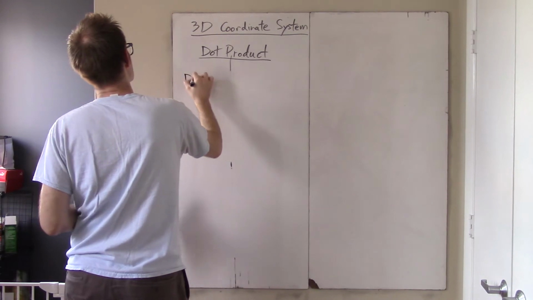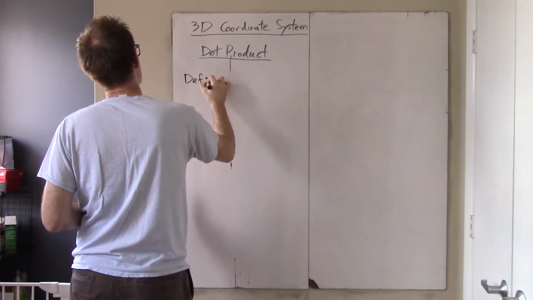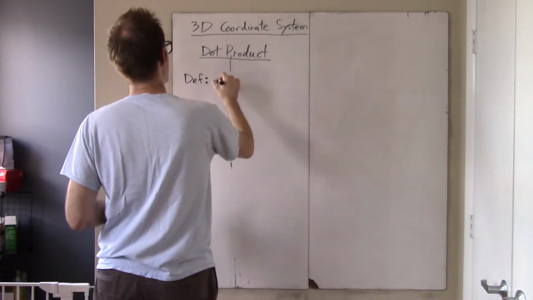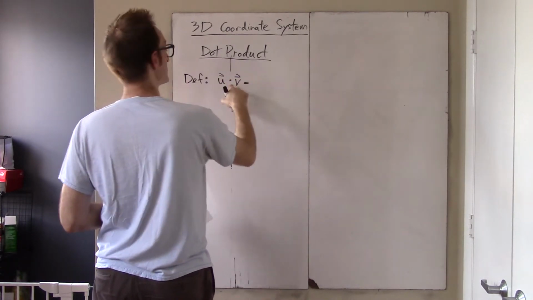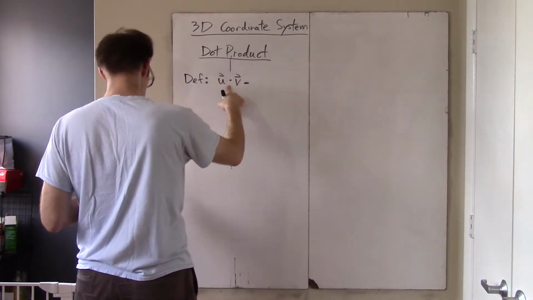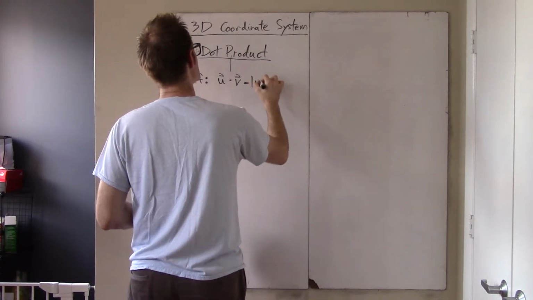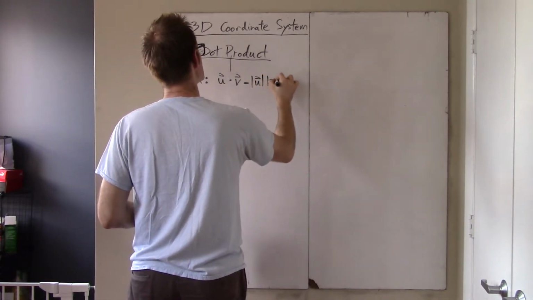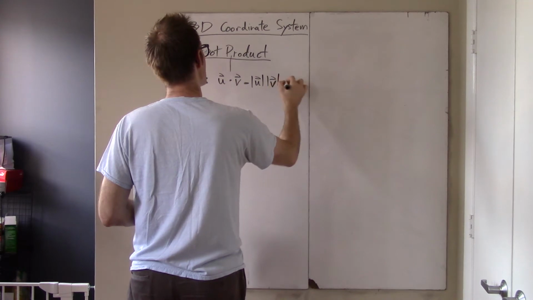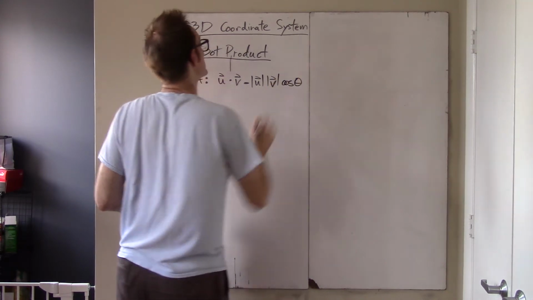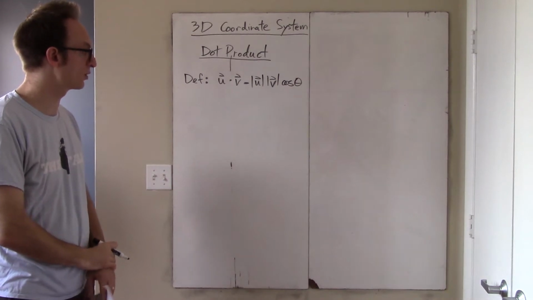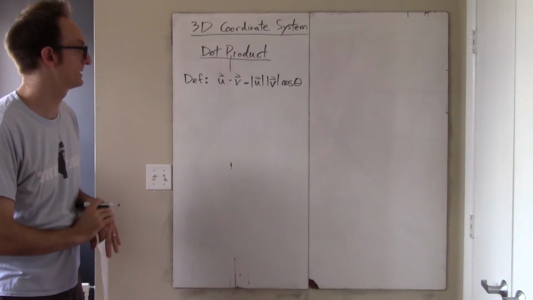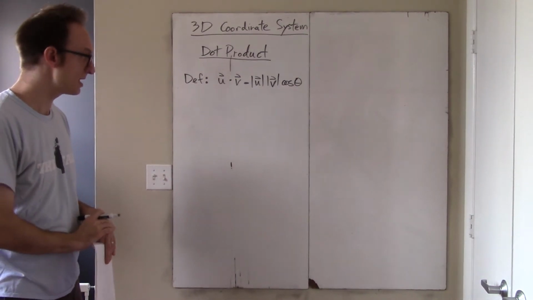But I'm just going to give the definition. The definition is that if I take vector u and vector v, then the dot product of those two vectors is the magnitude of u times the magnitude of v times the cosine of the angle between those two vectors. And this works in 2 dimensions, 3 dimensions, or whatever number of dimensions, actually.